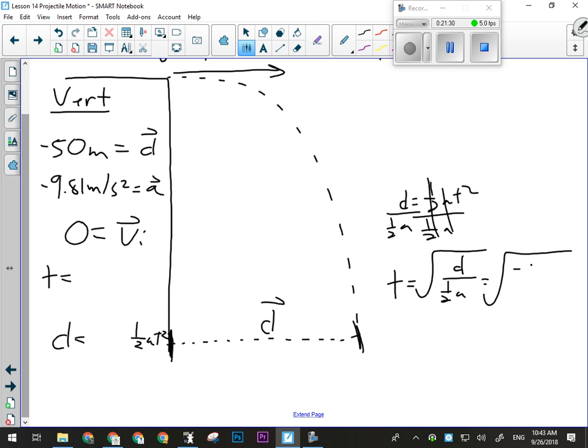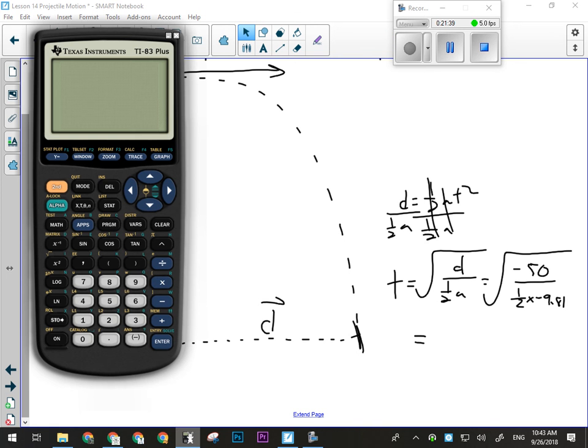So that's negative 50 meters divided by 1/2 times negative 9.81. And that'll tell me how long it falls for. Everyone follow what I did there? Just an acceleration problem right there. So it's going to fall for 3.19 seconds.